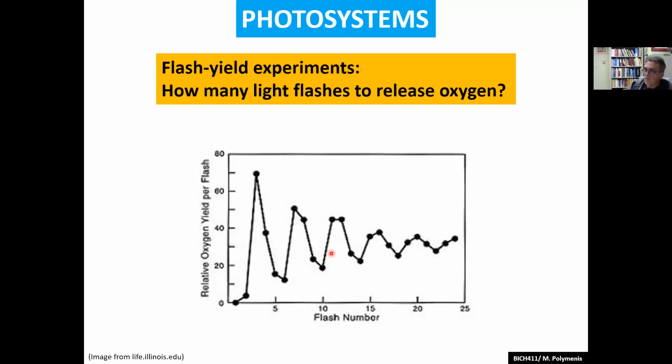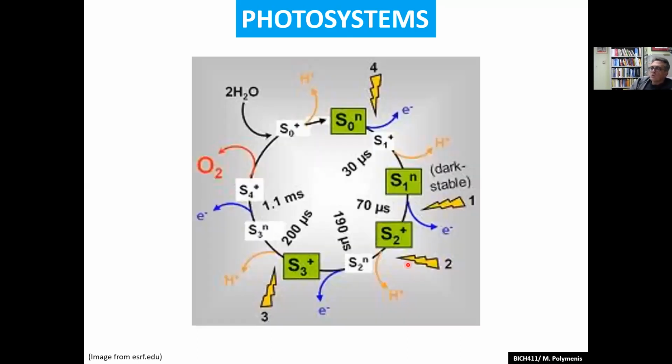Those are the so-called flash yield experiments. And you can see this beautiful periodic pattern which repeats every 4 flashes. You have 4, 8, 12, 16, and then it loses synchrony at some point. So the reaction scheme is not entirely obvious. These are the suggestions. These are the 4 flashes that are coming in: 1, 2, 3, 4, and all the various stages of oxygen. And these are the protons that are coming off, and eventually oxygen comes off too.